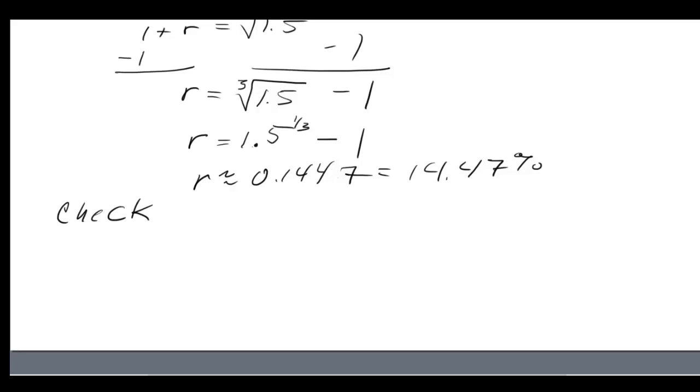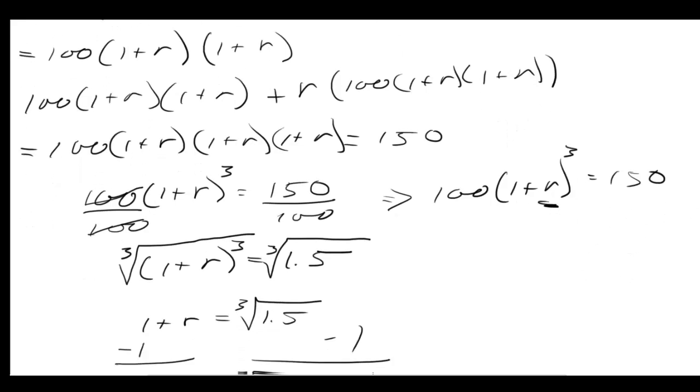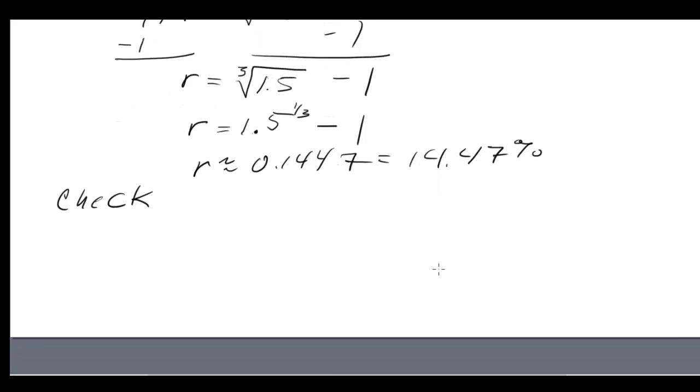How do I check it? Well, let's go back to the original equation, which is buried in here. Let's recopy it. The original equation is 100 times (1 plus R) cubed equals $150. I've got a solution for R. Let's plug it in and see if it works.